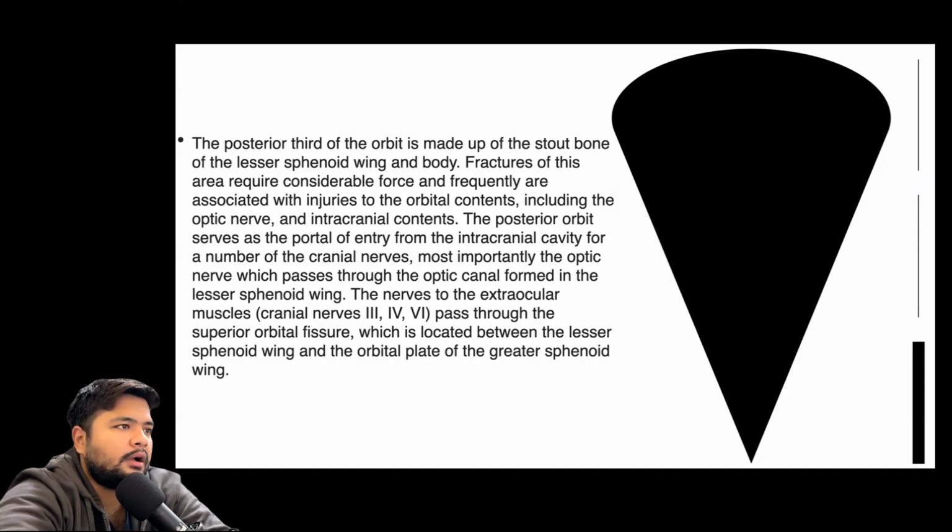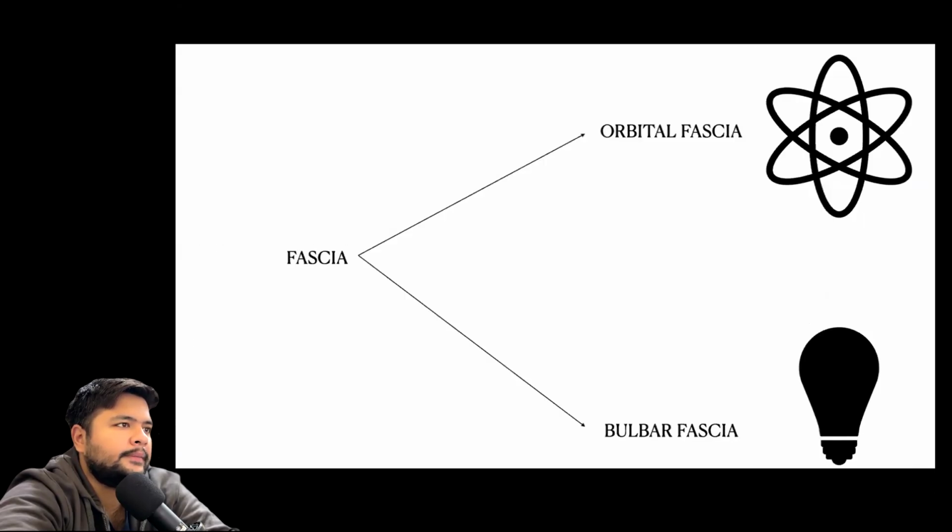The posterior orbit serves as the portal of entry from the intracranial cavity for a number of cranial nerves, most importantly, the optic nerve, which passes through the optic canal formed in the lesser sphenoid wing. The nerves to the extraocular muscles, cranial nerves 3, 4, and 6, pass through the superior orbital fissure, which is located between the lesser sphenoid wing and the orbital plate of the greater sphenoid wing.